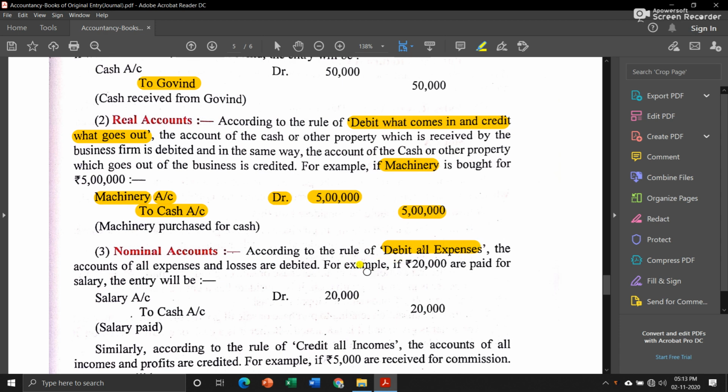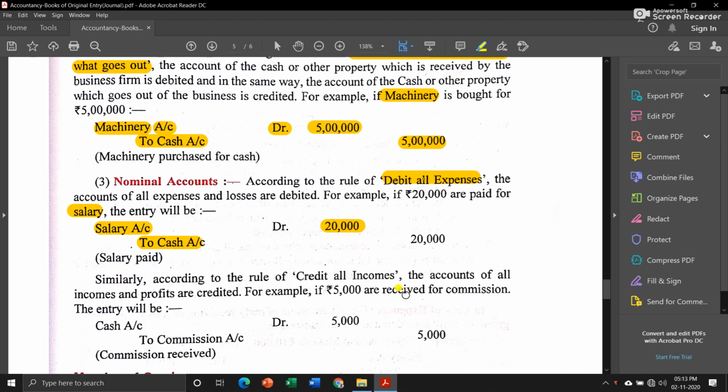Now example, if 20,000 are paid for salary, salary is also a nominal account because it is an expense account. Okay, so since it is an expense, we have to debit it, so we will write here in the debit row, salary account debit 20,000, and cash, since cash is our real account, while paying salary cash is going out from the business, so according to the rule of real account we credited cash account rupees 20,000.